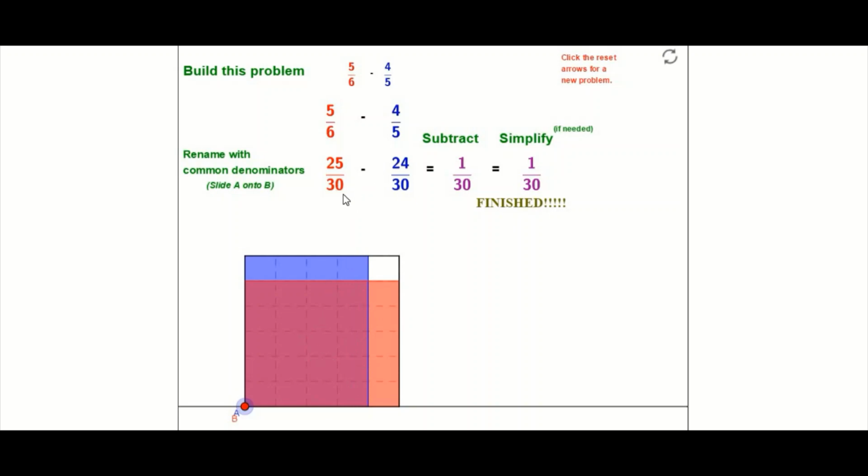Now the denominators are the same, so what you're going to do is simply subtract the numerators. So it's going to be 25 minus 24, which gives you 1 over 30, right? And 1 over 30 cannot be simplified because it is already in its lowest terms.